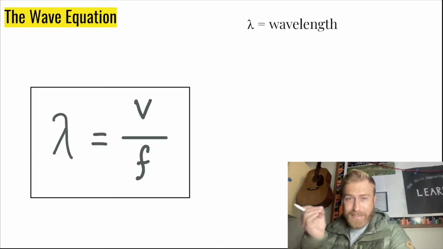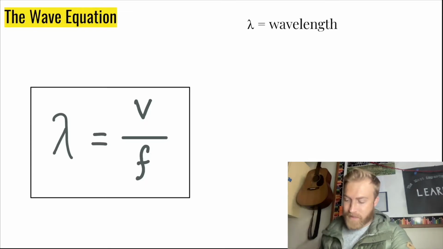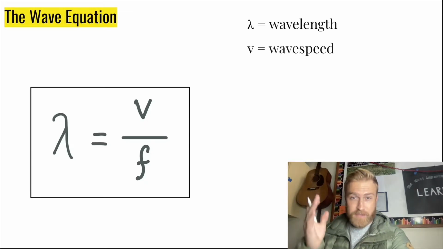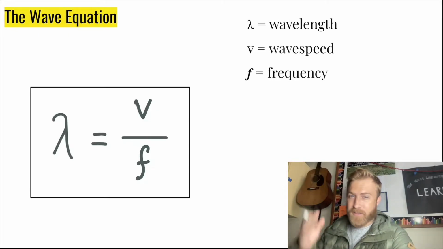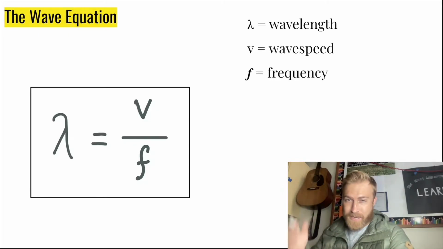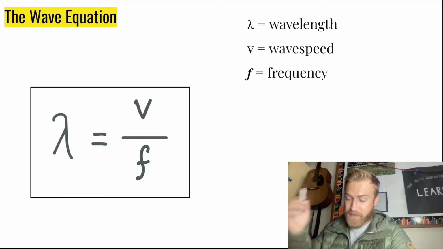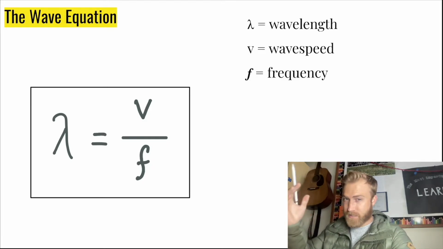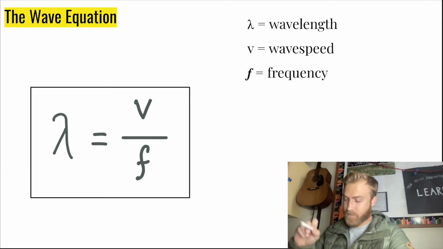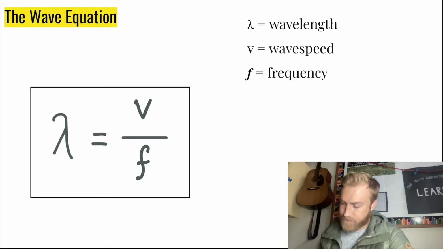We've got that Greek letter lambda, and that means wavelength. In the numerator, we have v for velocity or wave speed, same thing. And f stands for frequency. Now, the wave equation means that wavelength is directly proportional to velocity, wave speed, and inversely proportional to frequency.